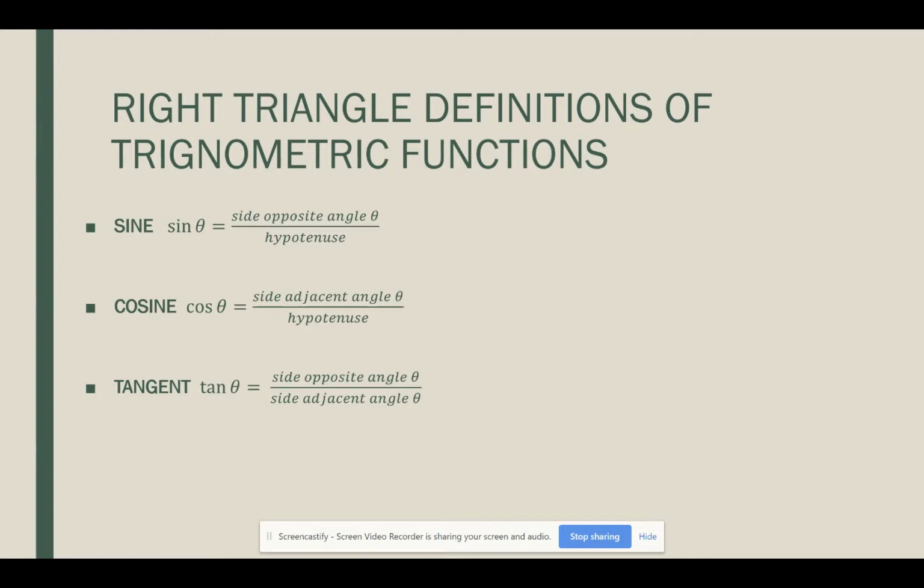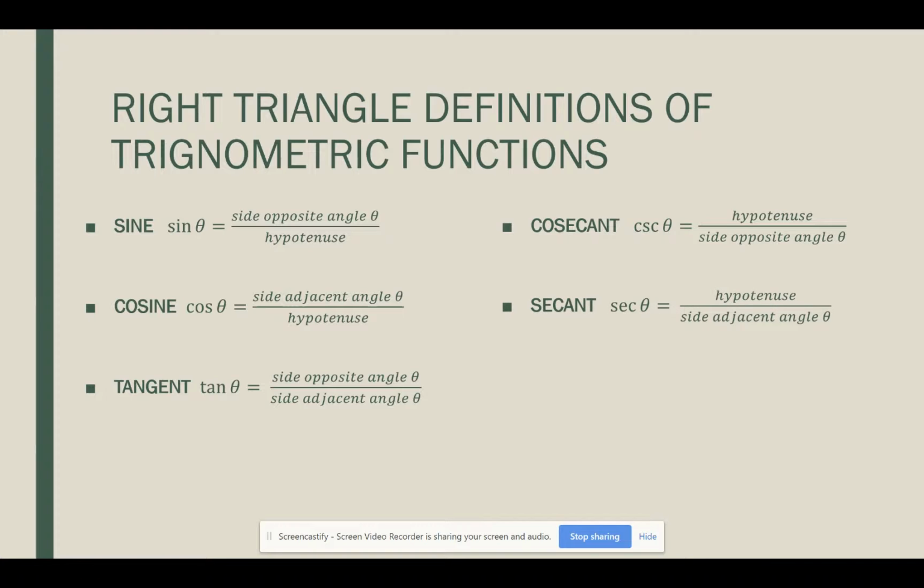The tangent, which is abbreviated TAN, looks like tan. The tan, or the tangent of theta, is the ratio of the opposite side to the adjacent side. And then you have 3 more. You have the cosecant, abbreviated CSC. So the cosecant of theta is the ratio of the hypotenuse and the opposite side, excuse me.